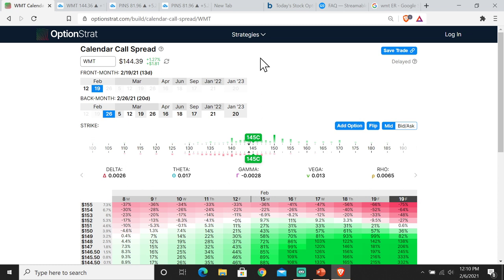But usually with ER, we expect IV crush to happen because after the ER, the results of the ER are already known and we no longer have that increase in volatility, because the biggest thing that was holding the stock down or up or whatever is already known. So that's that.